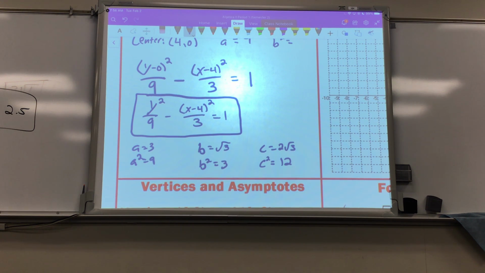So again, what it comes down to is figure out center, figure out a squared, figure out b squared, right? Sometimes if I give you the foci, okay, that's giving you C. If I give you the vertices, that's A. Okay.